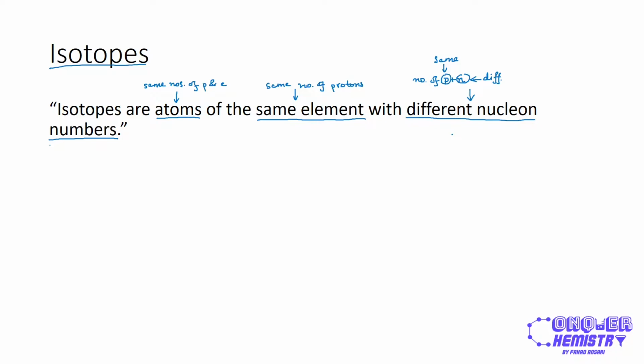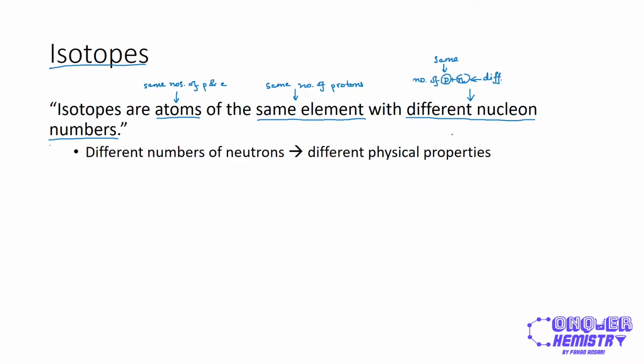Now let's take a look at the comparison of their properties. Isotopes have a different number of neutrons in each isotope. So that means there are different physical properties for each isotope. These physical properties include things like melting point, boiling point, density, etc. Basically all those quantities or properties that can be measured without the need of carrying out a chemical reaction.